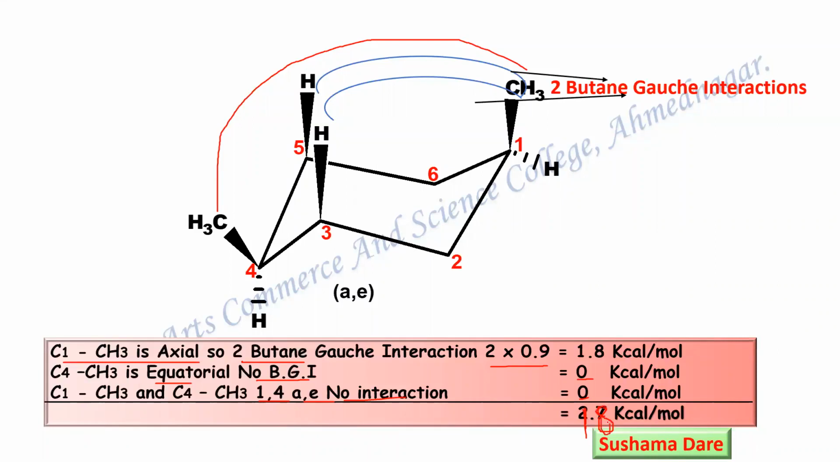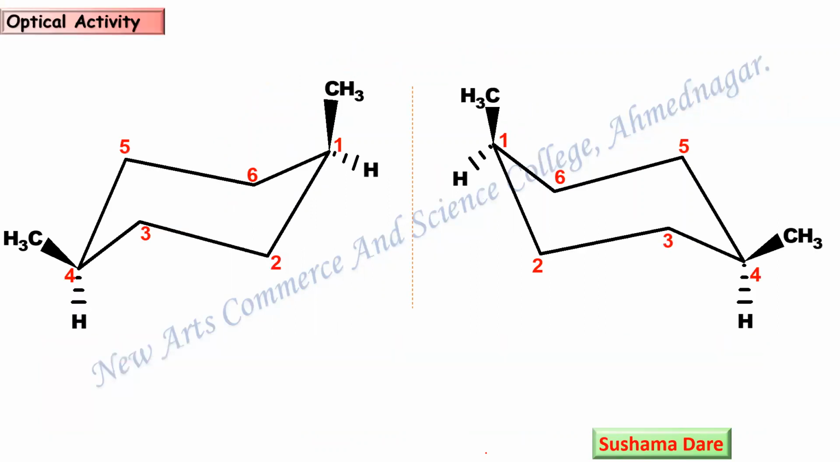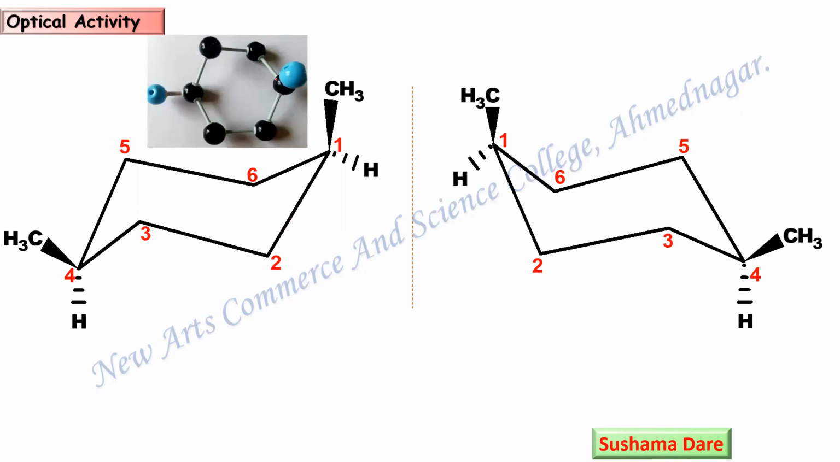The final part we have to talk about is the optical activity of this molecule. For optical activity, the first question you have to ask of the molecule is: is there any chirality center? Check for it. Now look at the ball and stick model. This is number 1 carbon, this is number 2 carbon, this is number 3 carbon, this one is number 4, this is 5, and this one is 6.